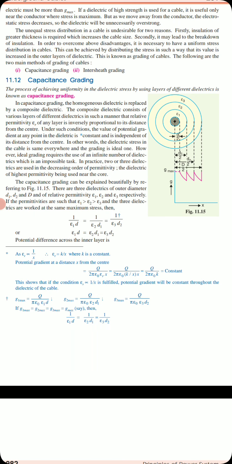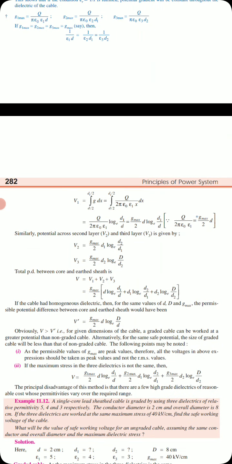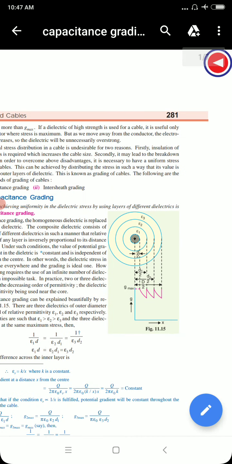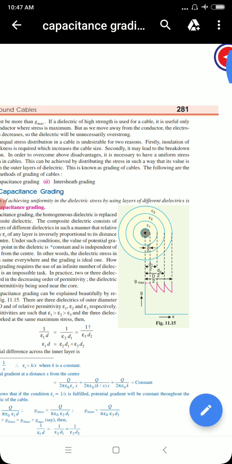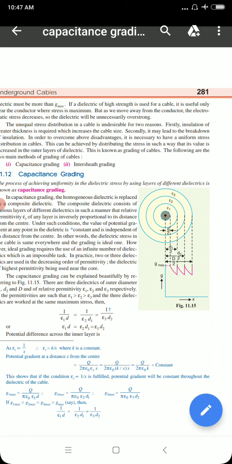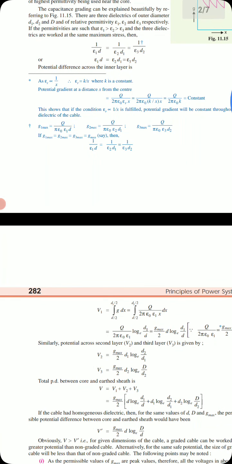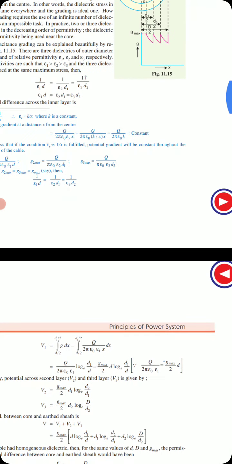Potential difference across the inner layer is given by v1 equal to the integration from d by 2 to d1 by 2. You can see here in this figure it is very clear. Outer diameter is d1, d is the diameter of the core, d1 is the first layer, d2 is the second layer and capital D is the third layer. Then v1 is given by the integration from d by 2 to d1 by 2, means from the core to the first layer, of g dx, where g is q by 2 pi epsilon naught epsilon 1 x.